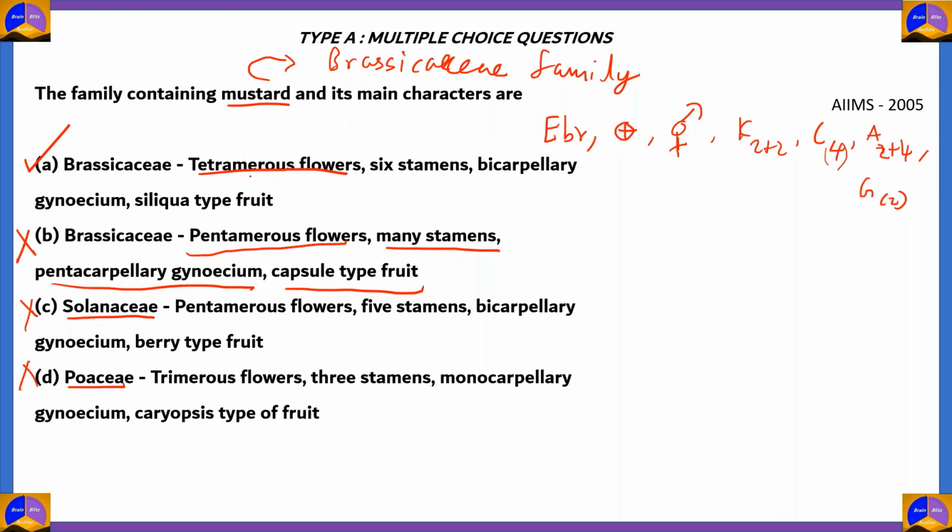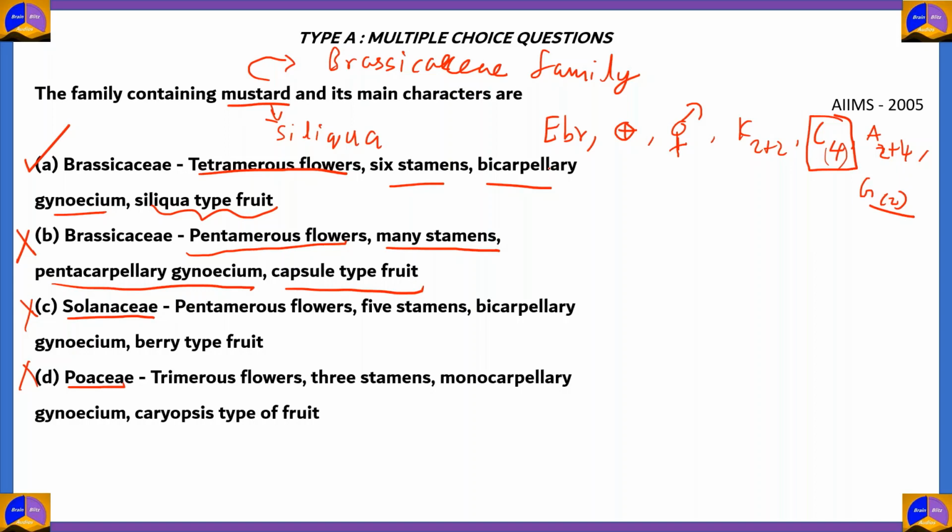So the tetramerous or trimerous or pentamerous would refer to the number of petals. So that is part of the corolla. So you see that corolla contains 4. In this, so the number 4 is written. So that means that they are tetramerous flowers. So they have 6 stamens, so that means A 2+4. So it's in the arrangement of 2+4, and they have bicarpellary gynoecium, that's given here, and their fruit type, which is the mustard, is siliqua. So a mustard is a type of fruit known as siliqua.